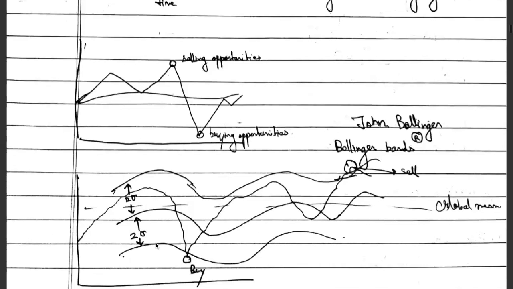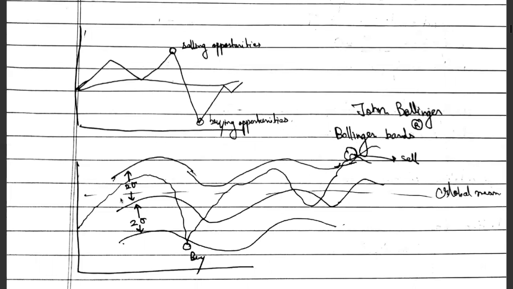What is a Bollinger band? A Bollinger band is nothing but a band across your stock price. If your standard deviation is sigma, then the upper band will be the mean plus 2 sigma. So it's very simple. What is your Bollinger band? You create a mean and you just do mean plus 2 sigma. That is the Bollinger band, and sigma is your standard deviation.